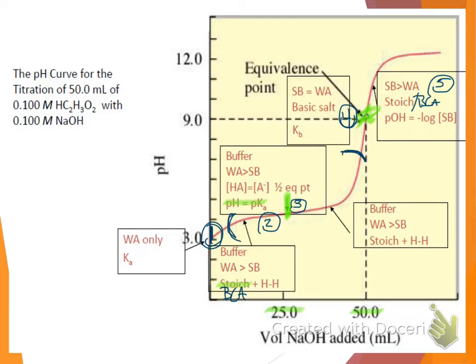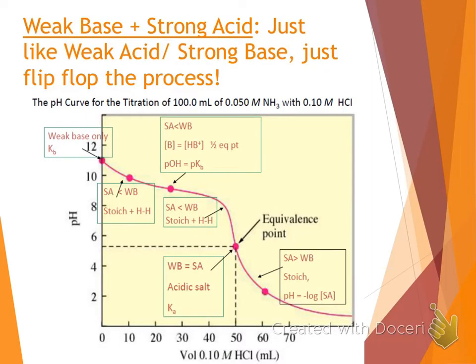The only other type of titration that we have remaining is a weak base plus a strong acid. This is going to be exactly like the weak acid and strong base that we just looked at, but everything is just going to be flip-flopped. Now our first possible location would be when we have weak base only before that titration has begun. Then in this whole entire region here, we're going to have our buffer where we do our stoichiometry to figure out how much acid versus base, plug that into Henderson-Hasselbalch.